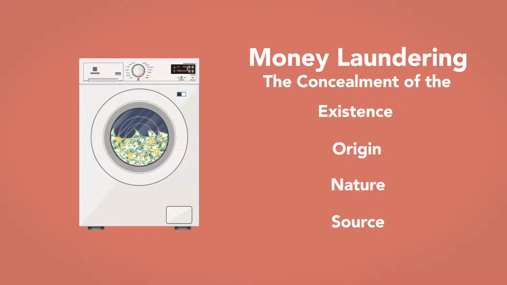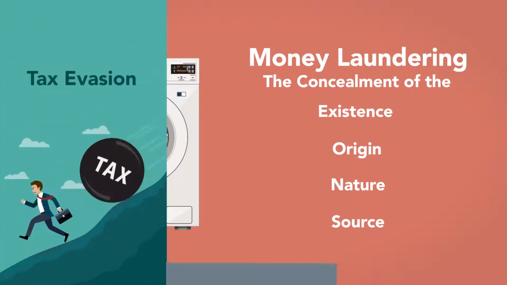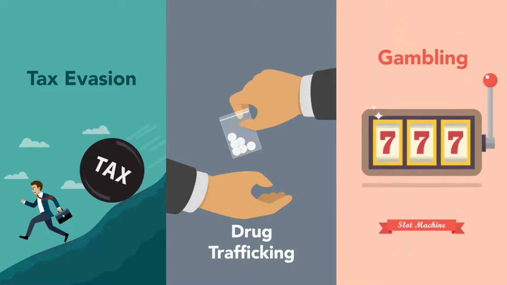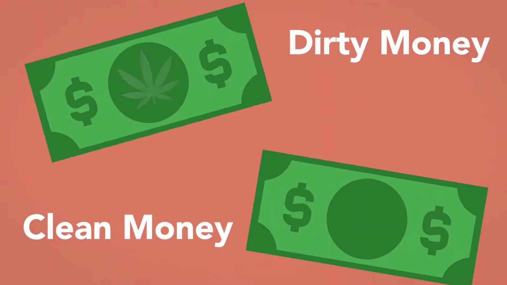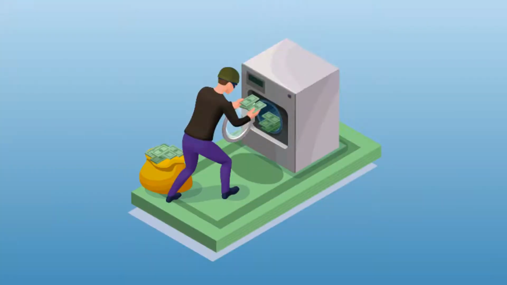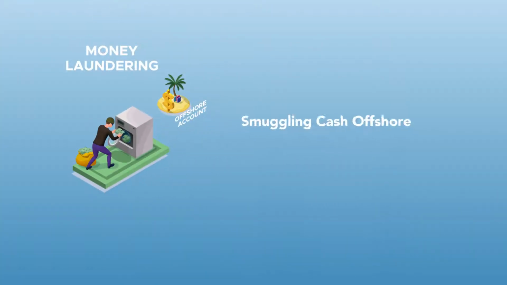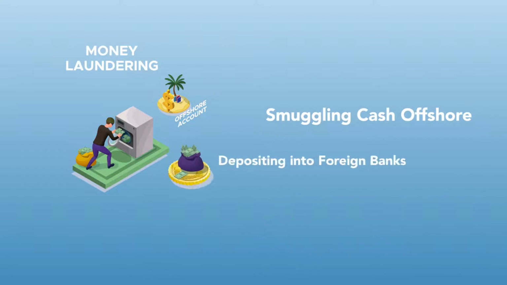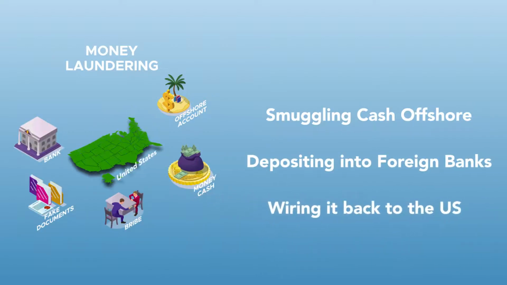Federal law prohibits money laundering partially because detecting financial crimes such as tax evasion, drug trafficking, and gambling operations can be difficult. Because these criminals typically want to spend their ill-gotten gains, they often try to convert them into what looks like legitimate money. Catching criminals trying to hide the source of their illegally gained money is often easier than proving the original crimes. There are numerous ways to launder money, such as smuggling cash offshore, depositing it into foreign banks, and then wiring it back to the U.S.